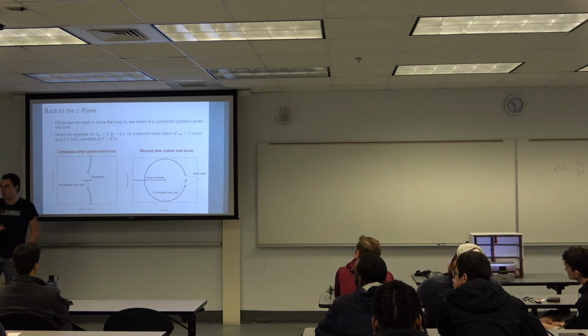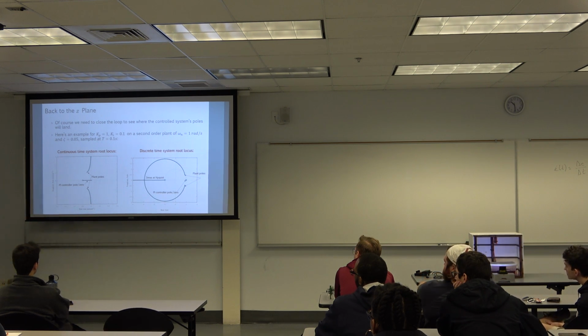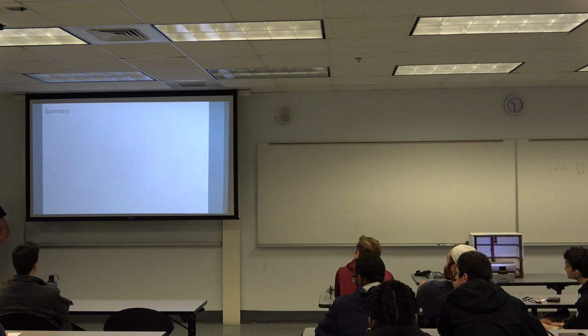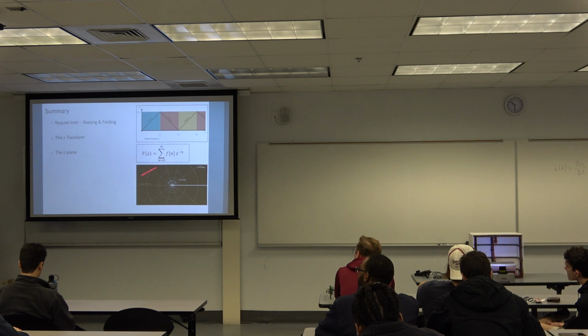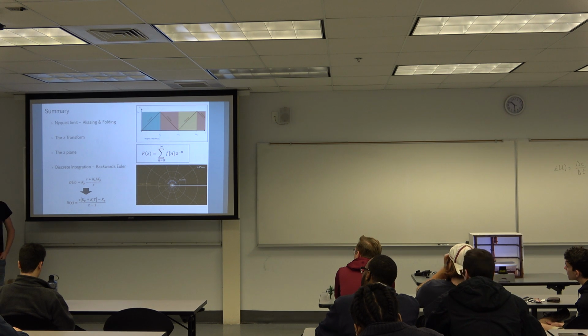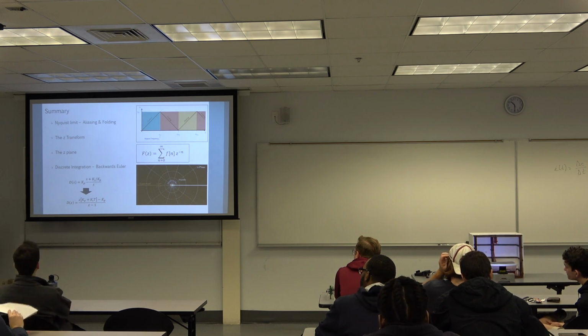And this is one of the caveats that we have when we're doing discrete domain analysis, and this is why it's important. Okay, so this is pretty much it that I have for today. Just concluding the talk, we covered aliasing and folding and the Nyquist limit. We covered the definition of the Z-transform. We looked at the Z-plane. And then we did backwards Euler, which is one of the discrete integration schemes that we can have. We can have Tustin and Simpson's rule. Not sure if Dr. Hubicki is going to cover any of those, probably at least one of them.